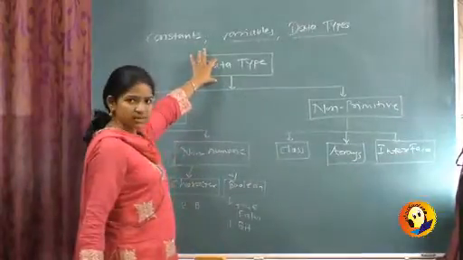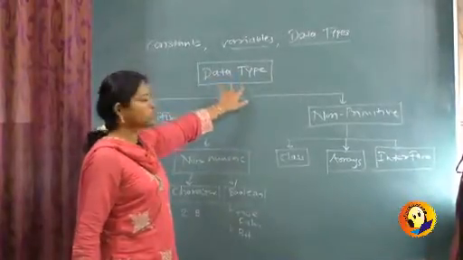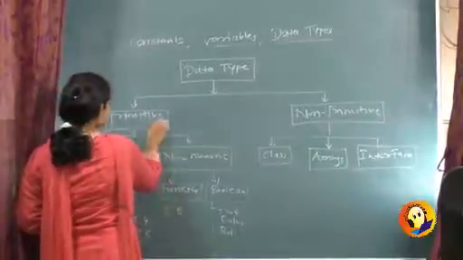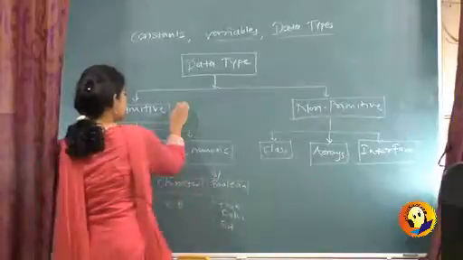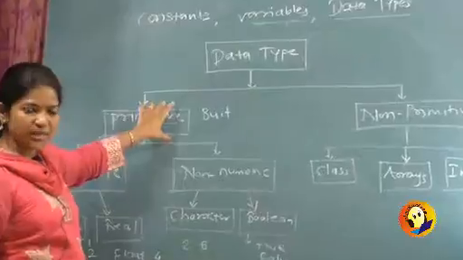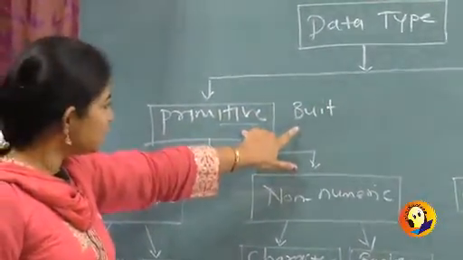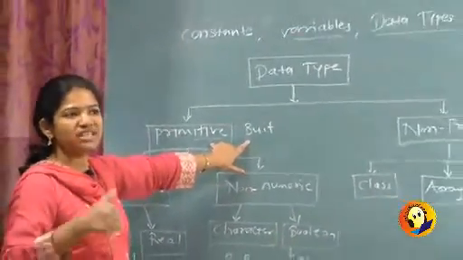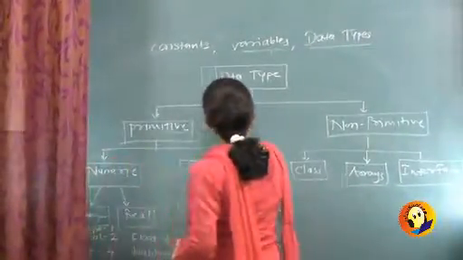Data type is a concept which provides the size and type of data required to store in computer's memory. Primitive data types are also called built-in data types. Built-in data types means whenever a developer develops this particular language, at the time of development it will provide some data types. So these are already there in Java programming, so we need not specify or create them again. So these are built-in data types.